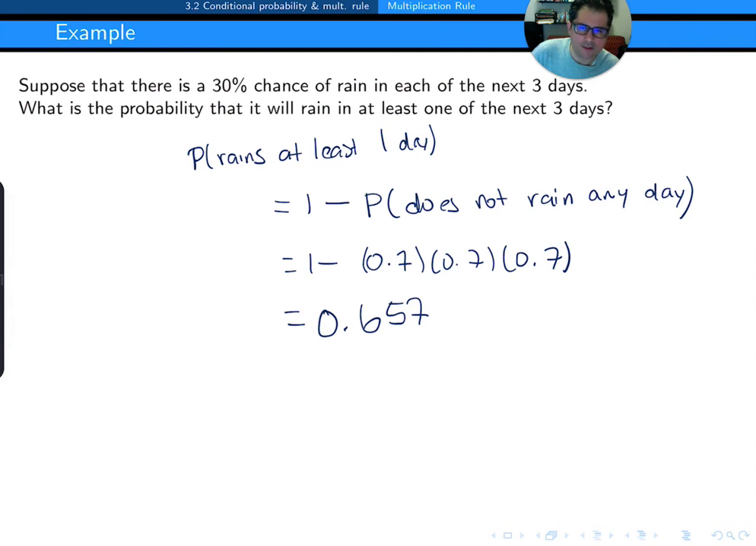Finding them directly would be more complicated. To do it correctly, we would have to add the probability that it rained on exactly one day, right? And then there's which of the days, it could have been the first, second, or the third. Then we have to find the probability that it rained exactly on 2 days, and add it, and then the probability that you have rain on all 3 days. But this is a lot simpler. This is the way to do it.